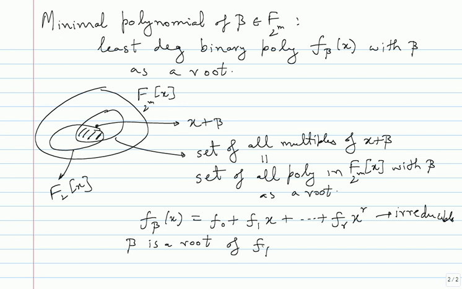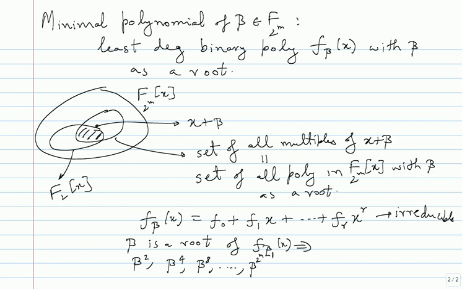of f beta of x. Okay, so that implies what else is a root? Beta square is a root, beta power 4 is a root, beta power 8 is a root. What will happen? Eventually, when you keep on going, you will get beta power 2 power m minus 1.